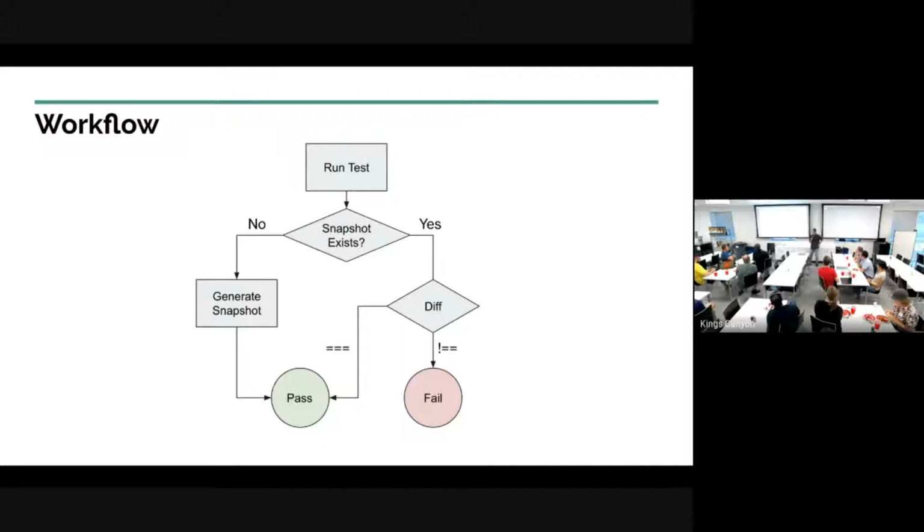Okay, so the general workflow for doing snapshot testing is you basically run your test, then you check if a snapshot already exists or not. If not, you'll tell the framework to generate a snapshot, and then it passes. Next time you run the test, the snapshot should exist, and then you'll basically do a diff. If it's the same, no changes, then great, you passed. And if there are changes and there's a delta, the test fails.